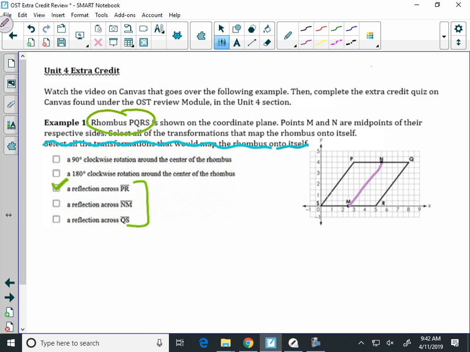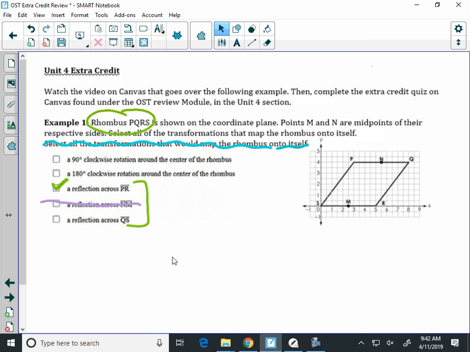If we take a look at the next one, a reflection across MN. It's really tempting to say this is a line of symmetry, but it's not. The reason is the sides will map up when we fold along that line, but the angles don't. This angle is not the same. P and Q are not the same. P is bigger than Q. So when we fold, it's not going to map up. Therefore, it's not a line of symmetry.